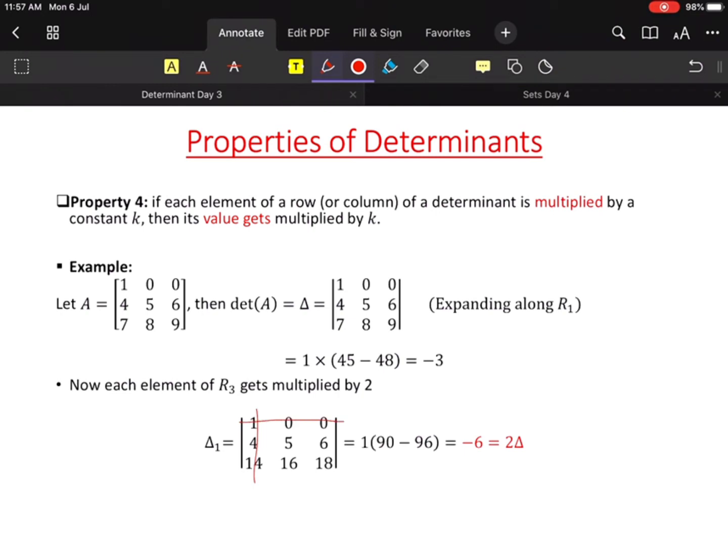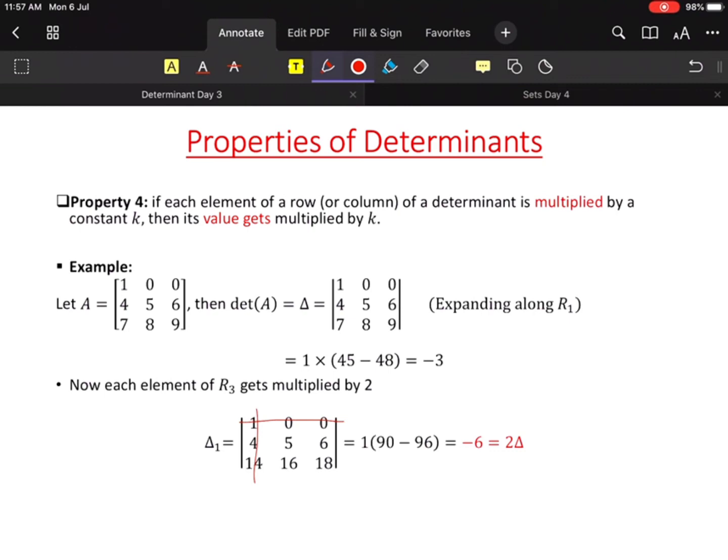So 5 into 18 gives you 90, minus 6 into 16 gives you 96. So 90 minus 96 gives you minus 6. And you see that is twice the previous determinant. Am I clear? So if all the elements of any row or column are multiplied by a constant, then the determinant will be multiplied by that constant.